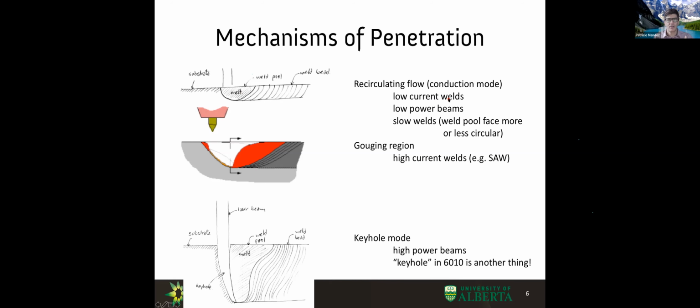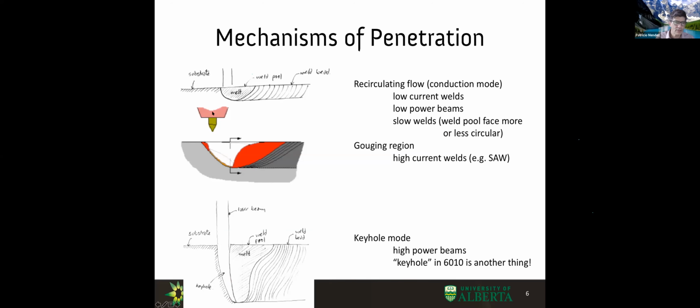But this is characteristic of welds that have low currents, or power beams like electron beams or lasers that are relatively low power, and also typical in slow welds. Now, the other one, I'm jumping here to the bottom, which we had already seen, is the keyhole mode, in which we have high power beams that drill into the plate.